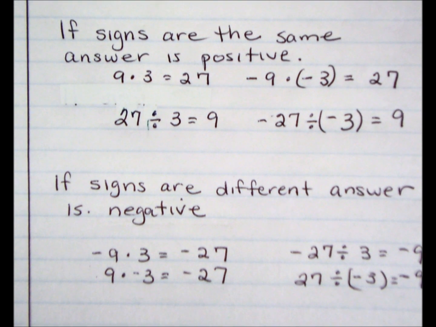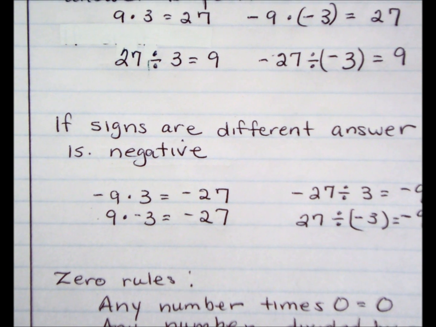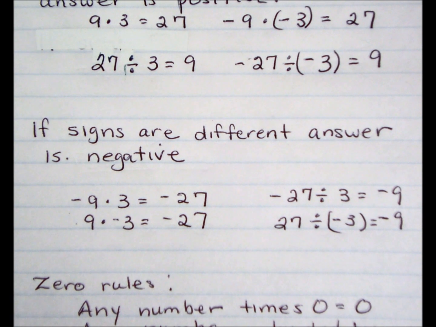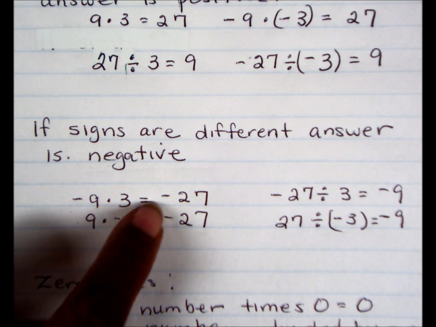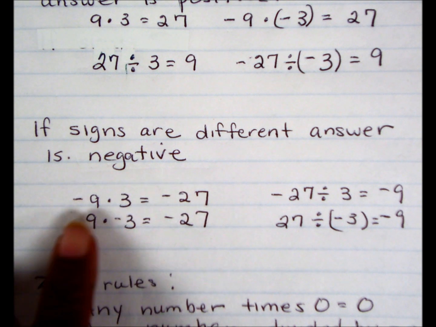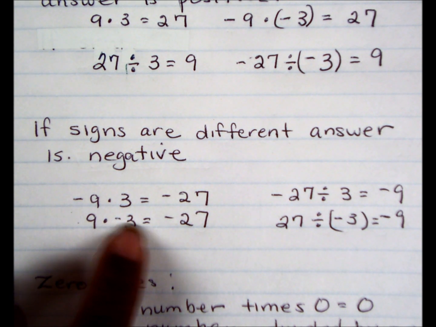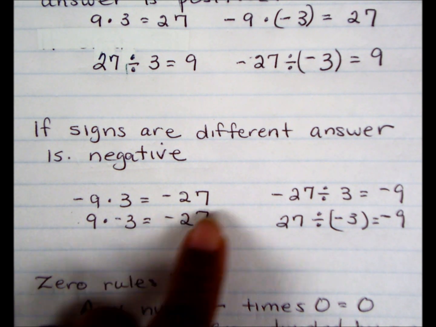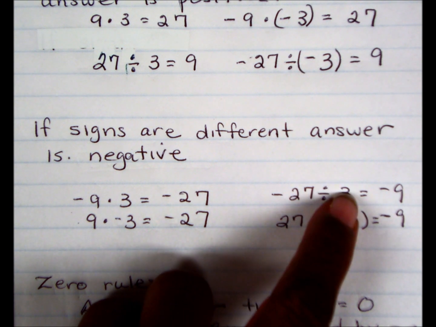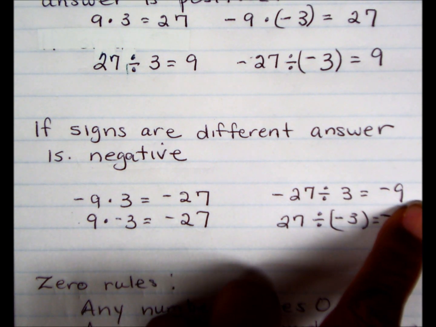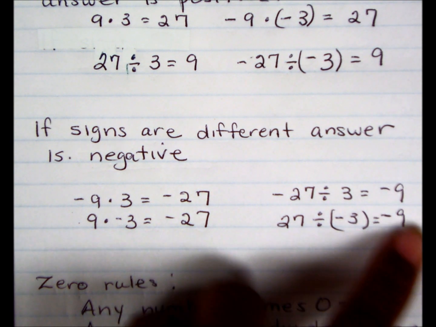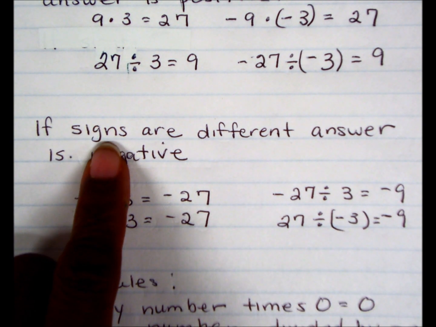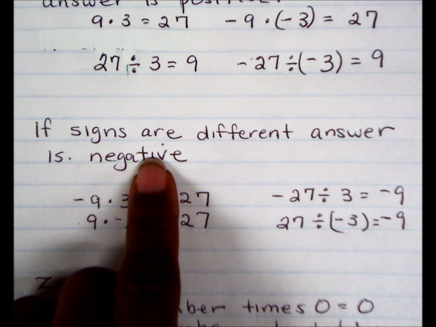The next rule is if the signs are different, the answer is negative. So negative 9 times 3 is going to equal negative 27. And 9 times a negative 3 would equal negative 27. Negative 27 divided by 3 would equal a negative 9. And 27 divided by a negative 3 would equal a negative 9. Because if the signs are different, the answer is negative.